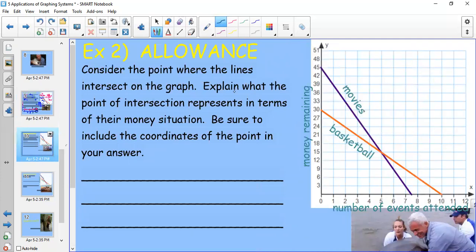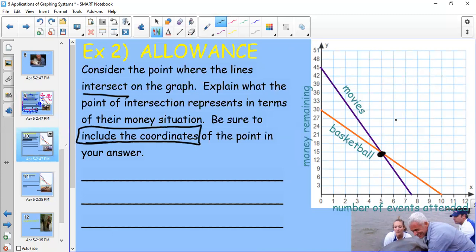Okay, now it says to consider the point where the lines intersect. Well, they intersect right here. It says explain what the point of intersection represents in terms of their money situation. Be sure to include the coordinates. That's a big key. We need this. Include the coordinates of the point in your answer.